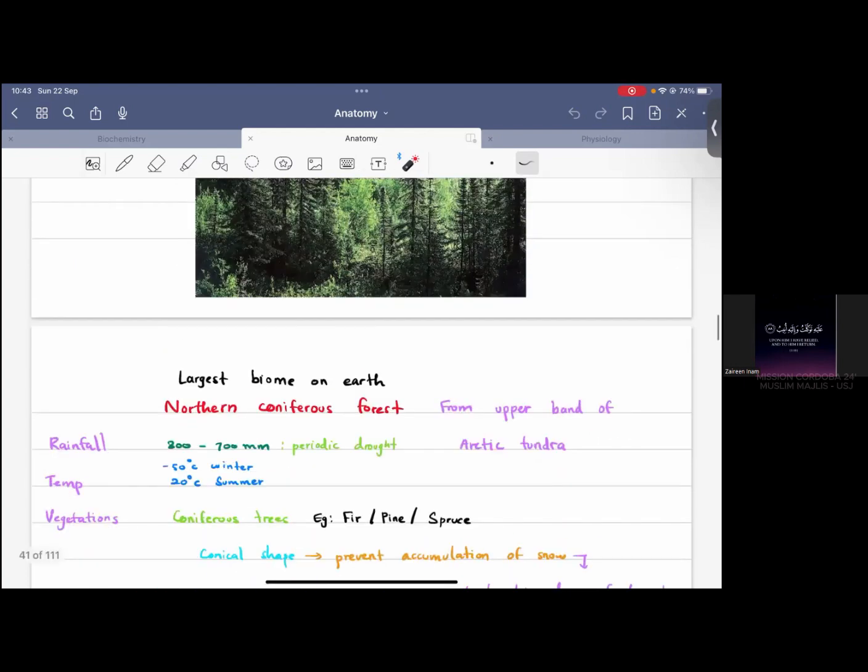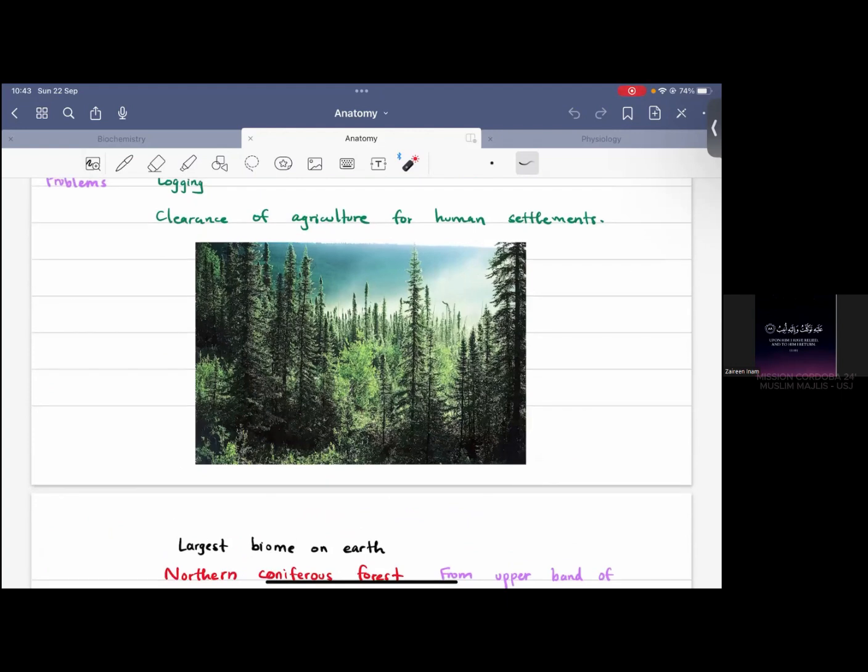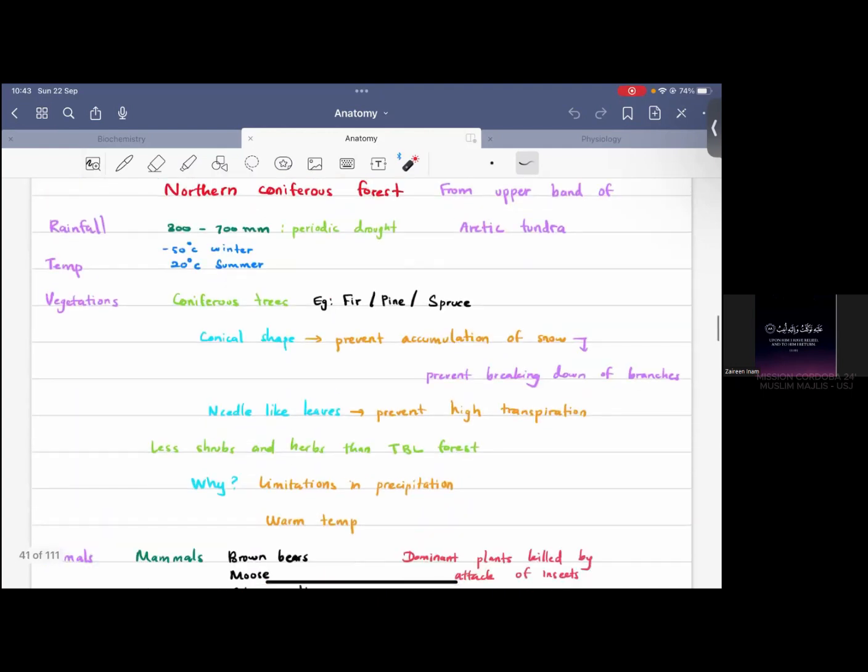What happens is they have snow always, so that will fall here. That will fall on this. So as it is conifer in shape, it will slide down. So there won't be any accumulation of the snow, so that the breaking down of the branches will be prevented. And there are needle-like leaves. Why needle-like leaves? To prevent high transpiration. There will be high transpiration, so you have to prevent it. So that is why if the surface area is reduced, then the transpiration will be reduced.